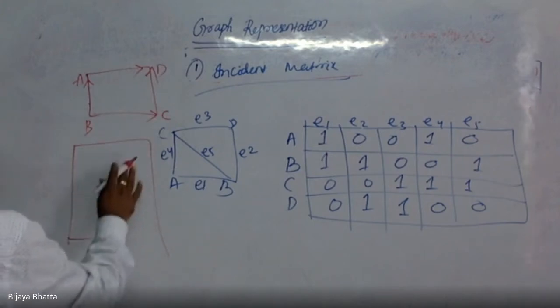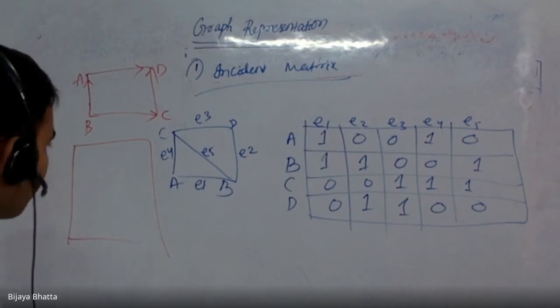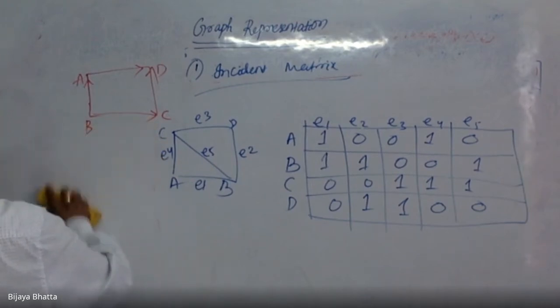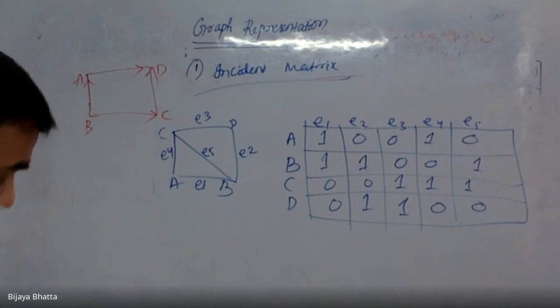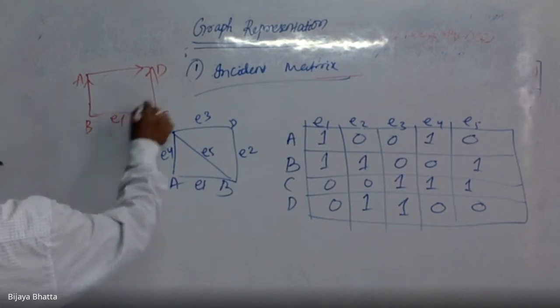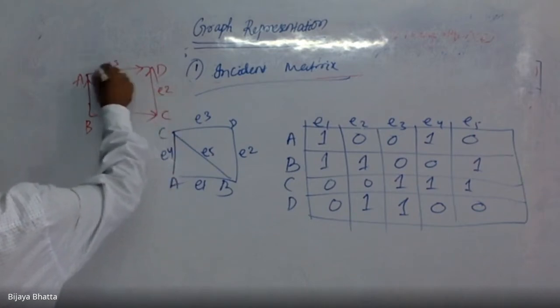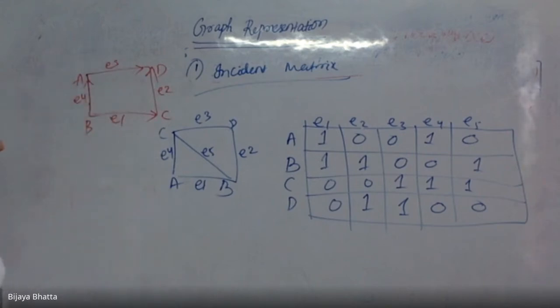In this case, I think it will not have so much space. So how many edges? E1, E2, E3, E4, right?